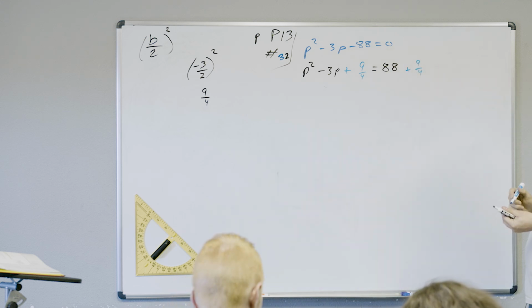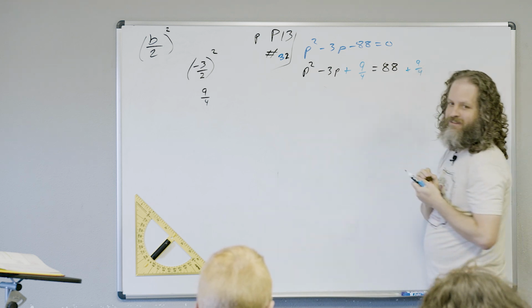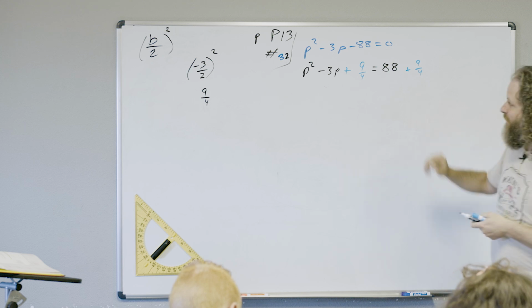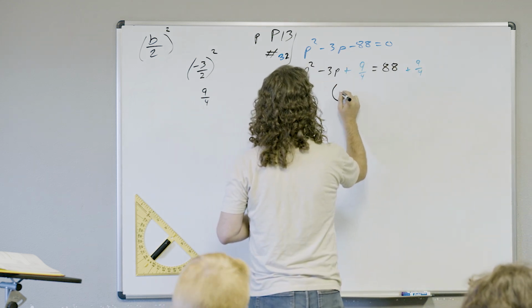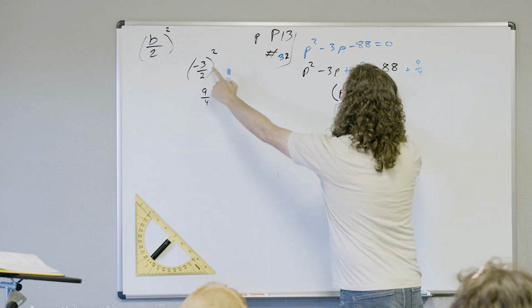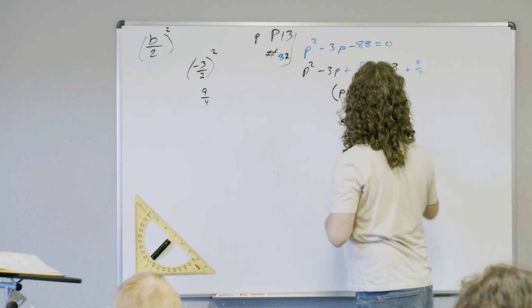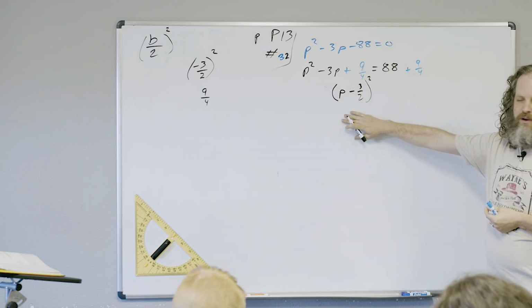Now what do we do? Now we make the left a square. Now we factor this. Okay, you're like, oh my gosh, factoring 9/4, but it's actually easy to factor because it always factors into this one before we square it. So it always factors into that, always.